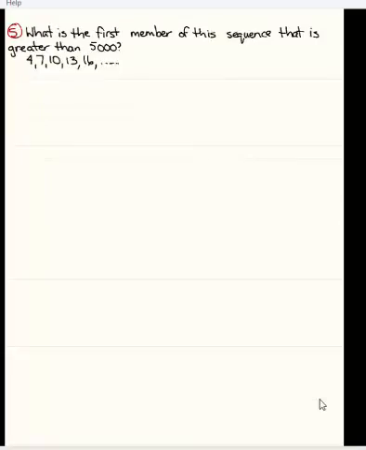All right, another variation. They want to know what is the first member of this sequence that is greater than 5,000. Okay, so we want to know, when do we get over 5,000? What is the number that's over 5,000? So again, start off with what you know. A is 4, D is 3. We don't know what n is, but we know that we want Tn to be greater than 5,000. Okay, so we're going to have an inequality to solve for this one. We've been working with inequalities on and off during the year, so that's all right.